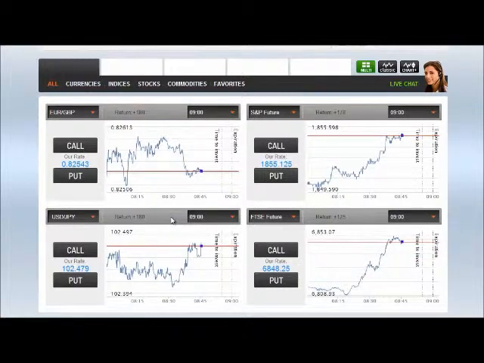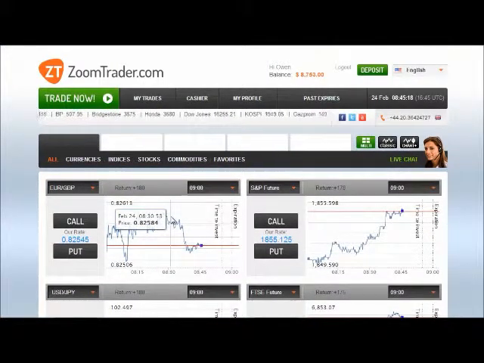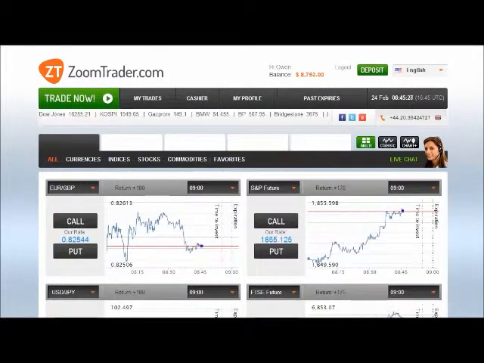Now, my whole question is this: where else are you going to go to get this kind of rate of return in this kind of time? It took us a total elapsed time of, what, 20 minutes to go through and make this kind of money. So once again, that's trading with ZoomTrader.com.